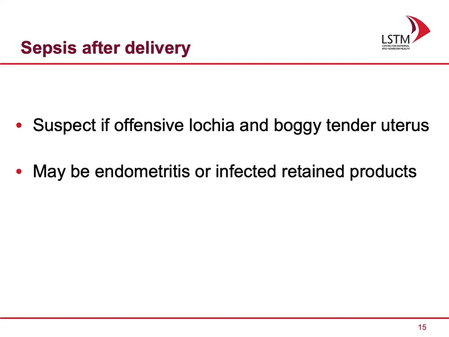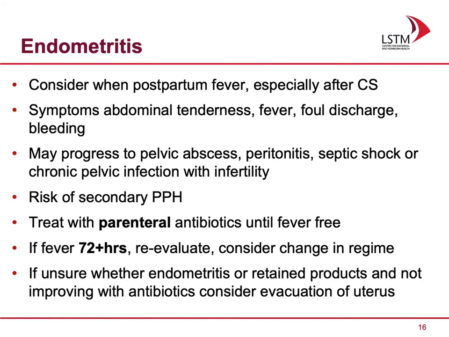So if the lochia is offensive and the uterus is feeling boggy, not nice and firm and contracted, and is tender, then there may be either endometritis or infected retained products. And this is very common. So we should consider it with any postpartum fever, especially after a caesarean section. But of course, we won't assume necessarily that it's endometritis until we've done our head-to-toe examination. So we're going to look for symptoms including abdominal tenderness, fever, foul discharge, and increased bleeding.